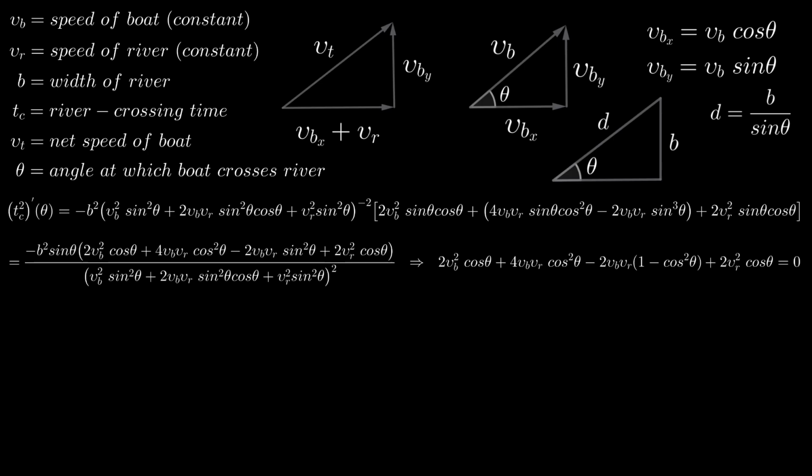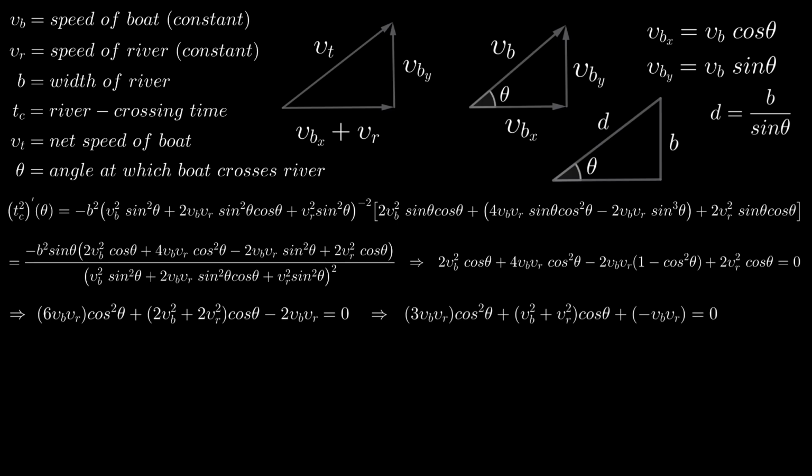And we equate that to 0. And we rewrite this equation to match the general form of a quadratic equation. And we end up with 3 times UB times UR cosine squared theta plus UB squared plus UR squared times cosine theta plus negative UB times UR, which is 0.